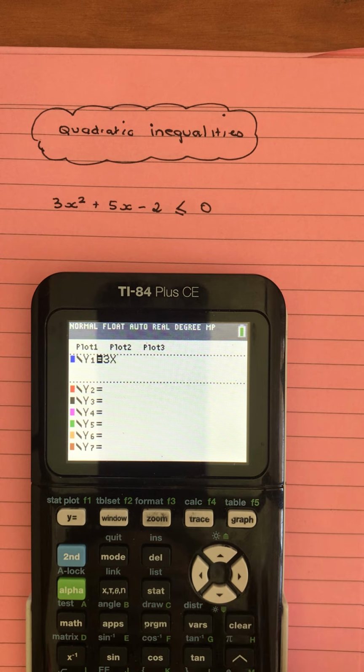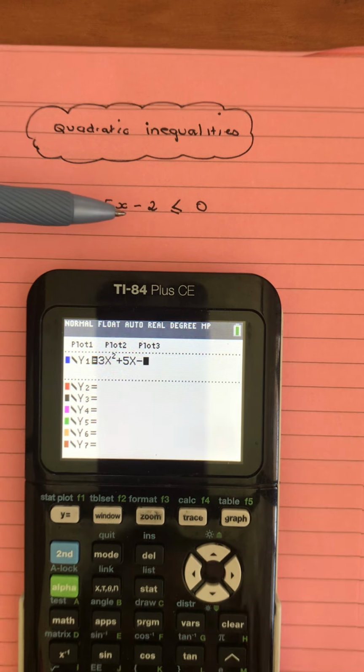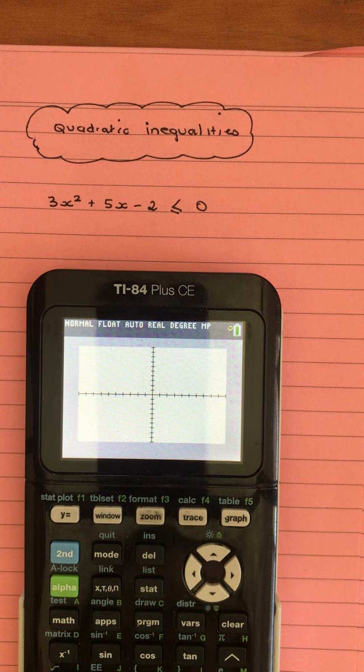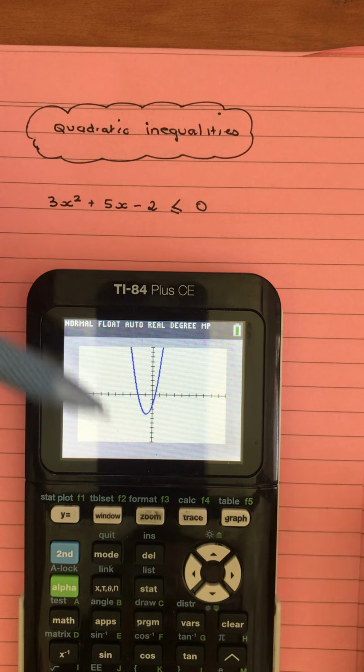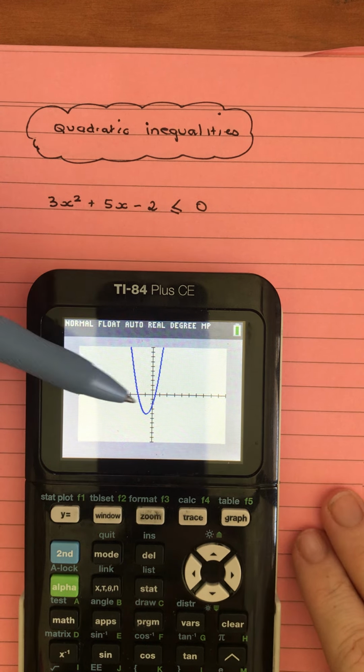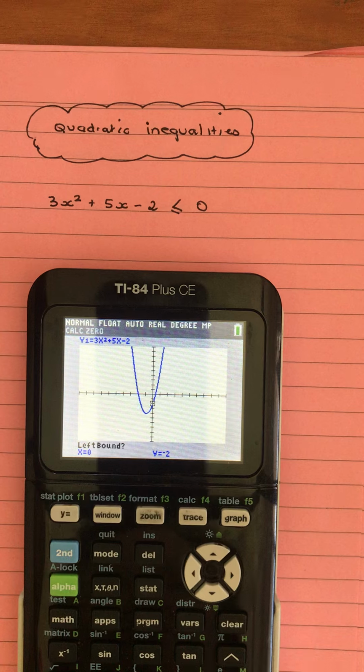So we have 3x squared, we've got plus 5x, take 2. When we graph it, we have got our sketch there, and we're wanting when it is less than or equal to 0. So we've got our 2 points here. We can find them on our calculator by finding the zeros. So I just have to tell it where to look.